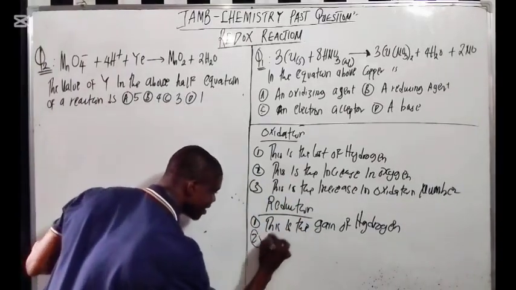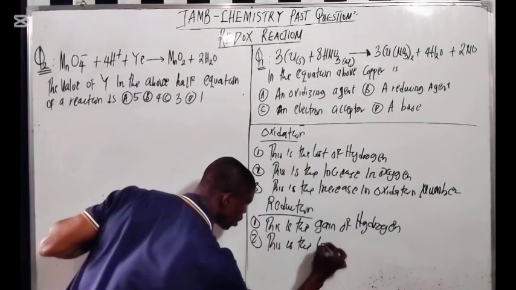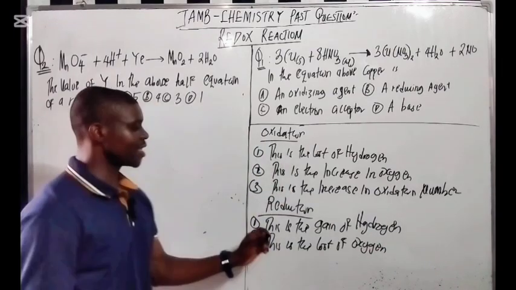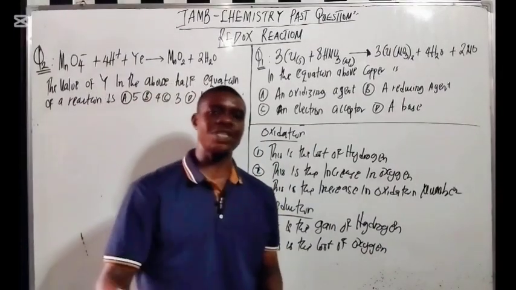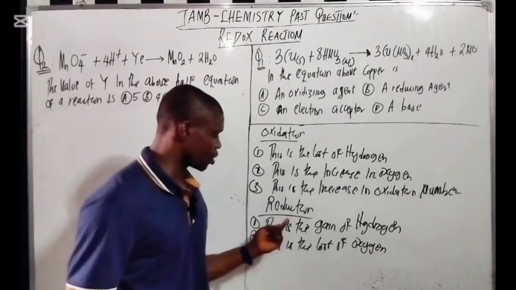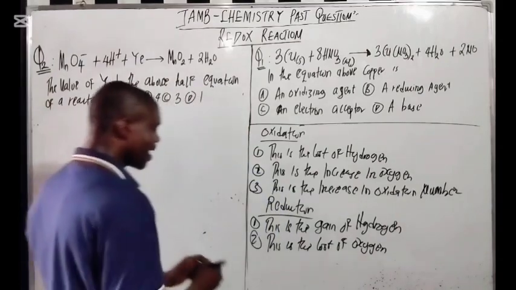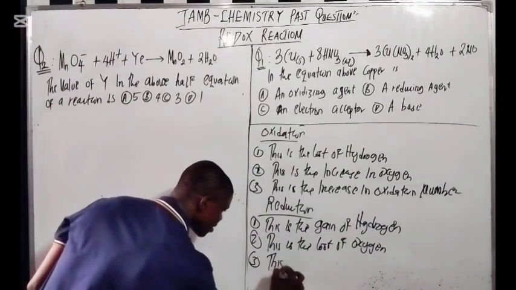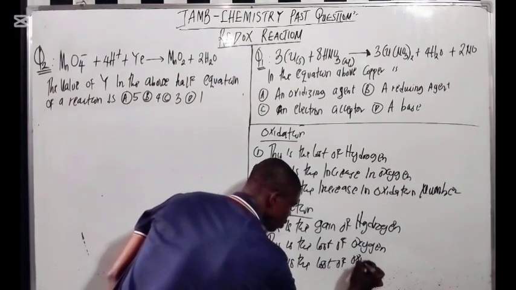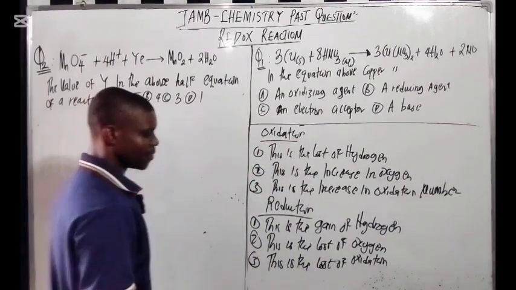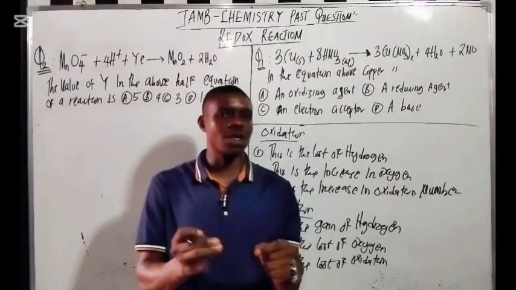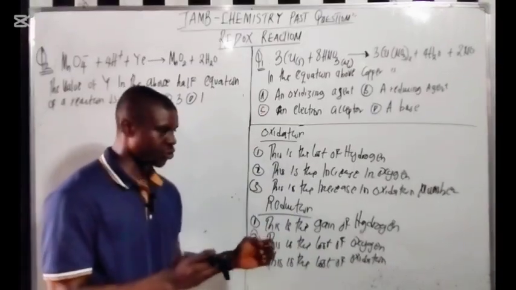Number 2, this is the loss of oxygen. So the species that loses oxygen in a chemical reaction or redox reaction is reduction. The last, number 3, this is the loss of oxidation number, or decrease in oxidation number. Whenever a species in a redox reaction decreases in oxidation number, it is reduction. Do you understand?